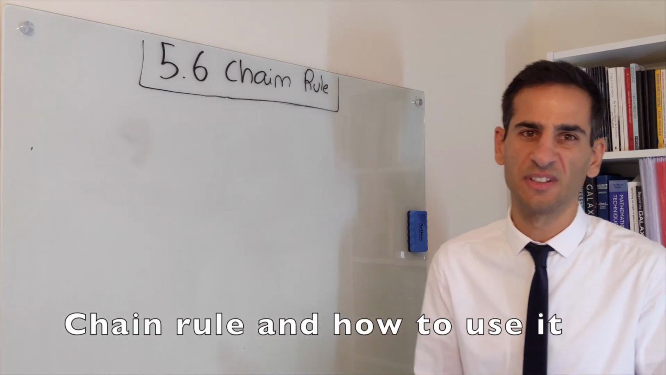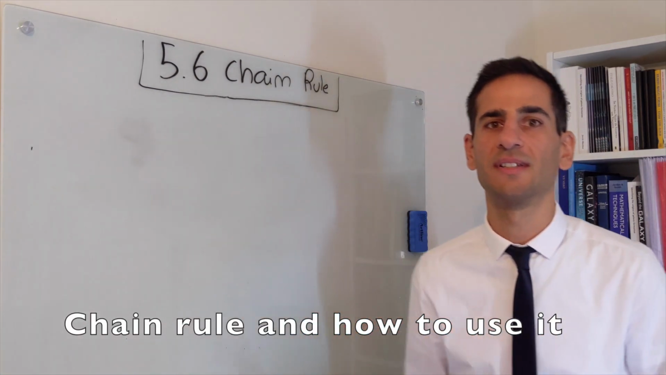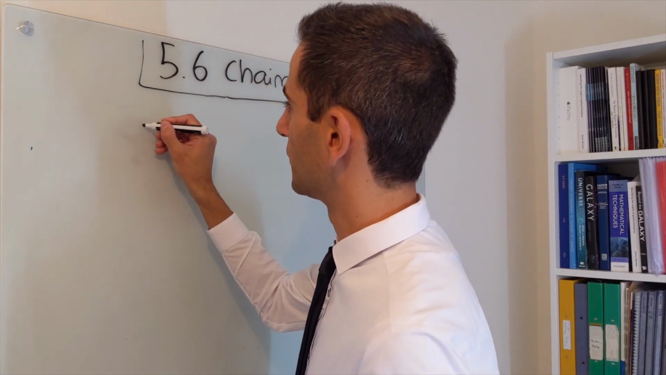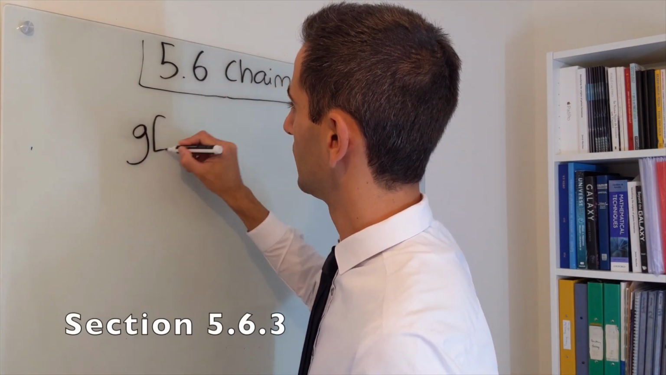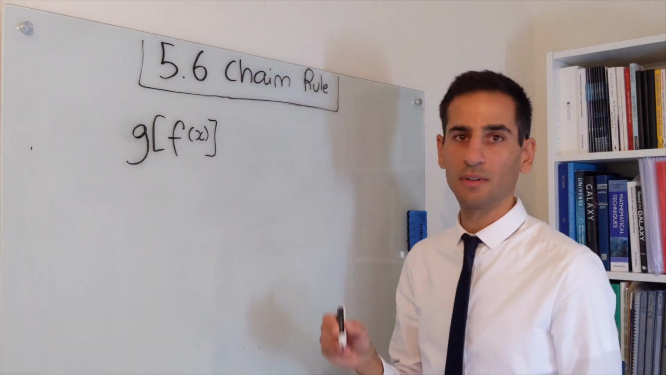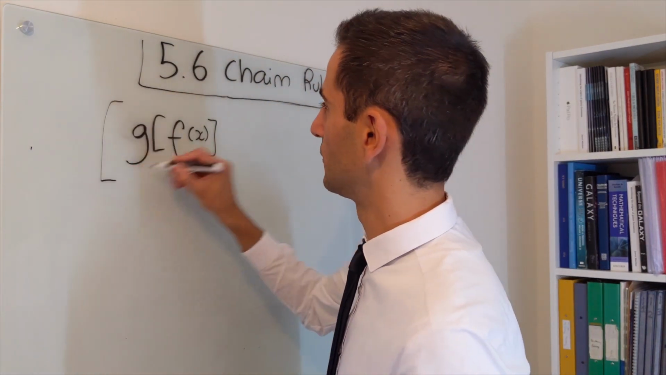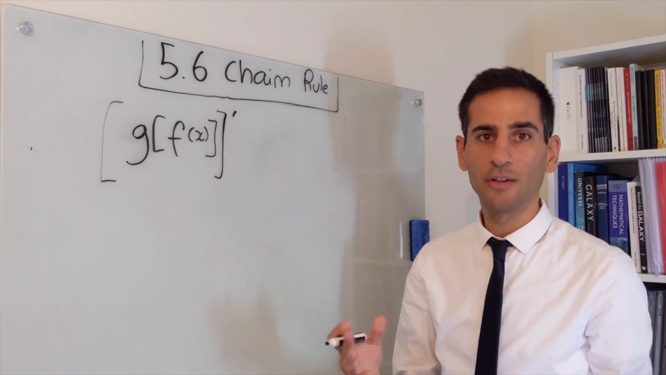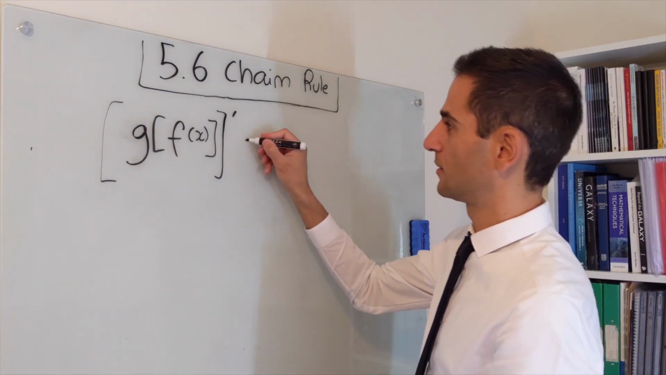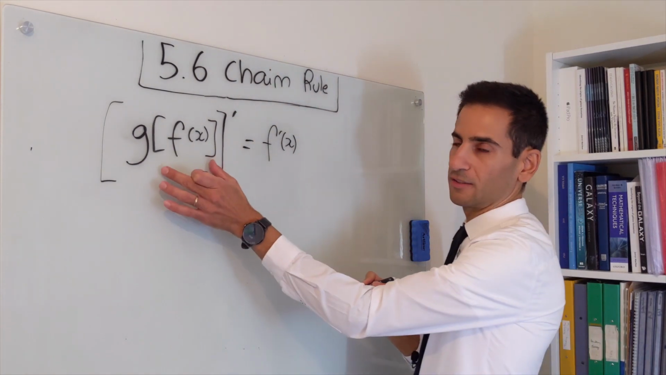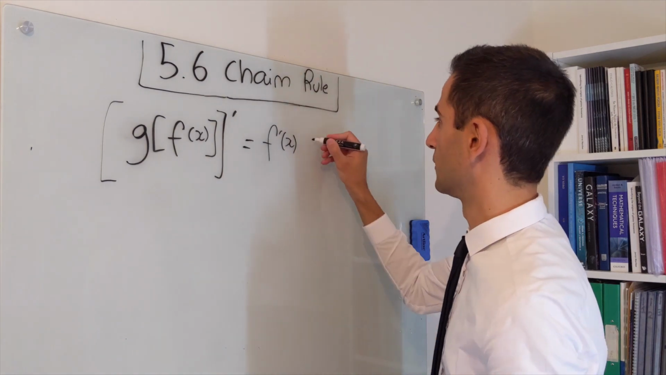Chain rule turns out to be relatively simple, provided you understand what it means. In the simplest case, let's say that you have some function g of f of x. Chain rule tells you that if you want to differentiate this composite function, all you have to do is differentiate the inner function and multiply it by the derivative of the outer function.